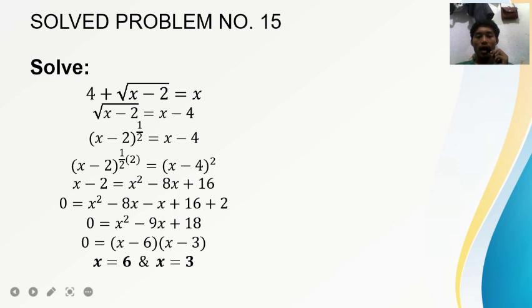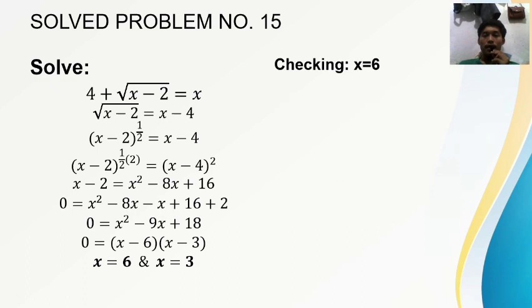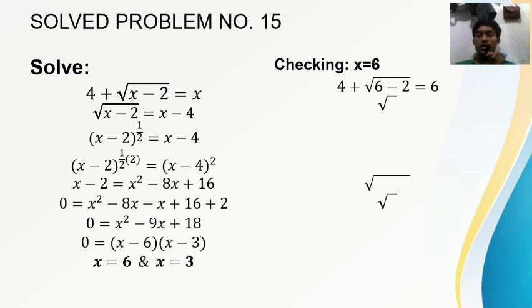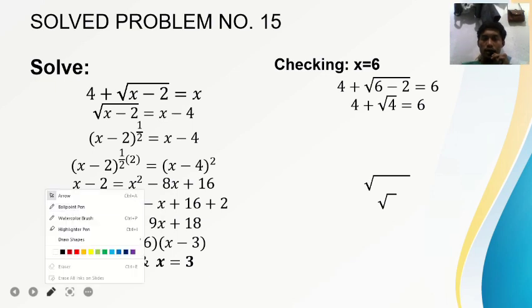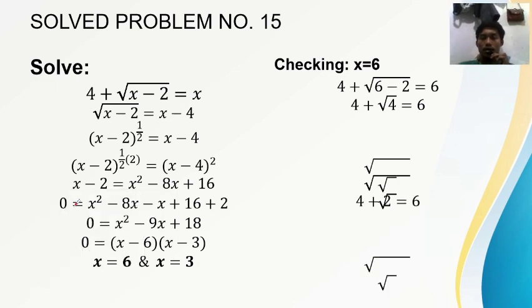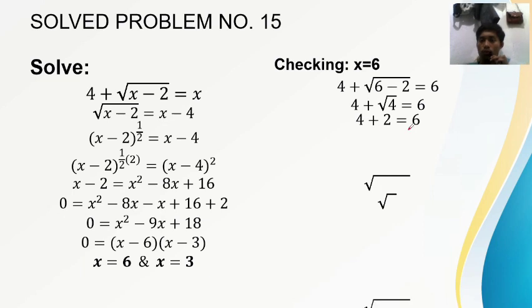Paano siya ginawa? Siyempre, transpose ng transpose. Okay. We have 2 values of x. So, we all have to check them the same. Which of them is the real root of this equation? So, x equals 6 tayo. So, 4 plus square root of 6 minus 2 equals 6. So, 6 minus 2 is 4. So, the square root of 4 is 2. So 4 plus 2, 6.